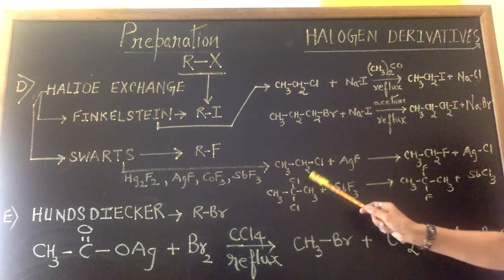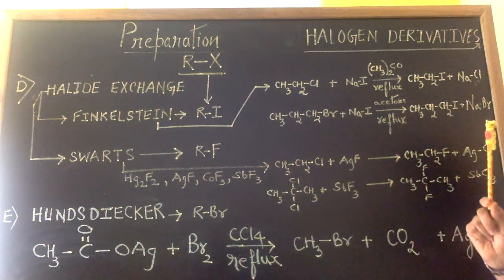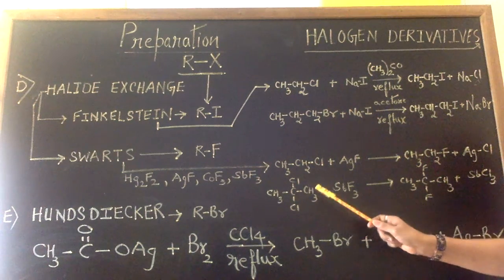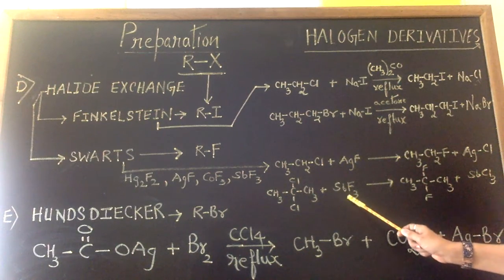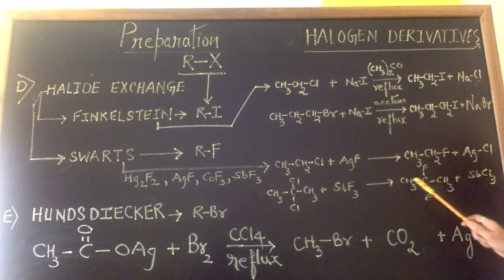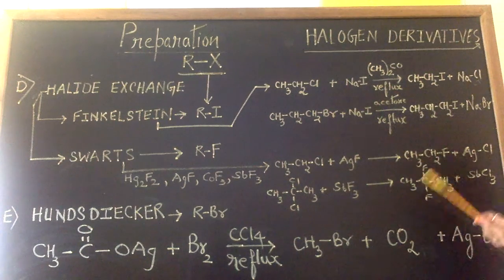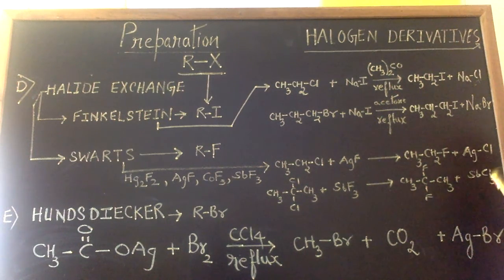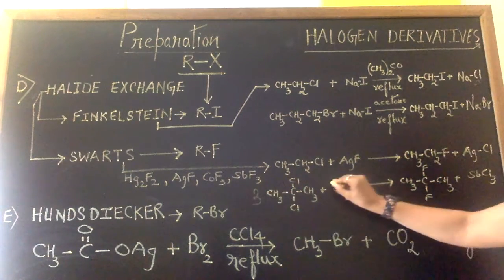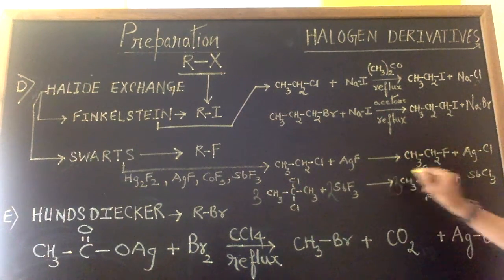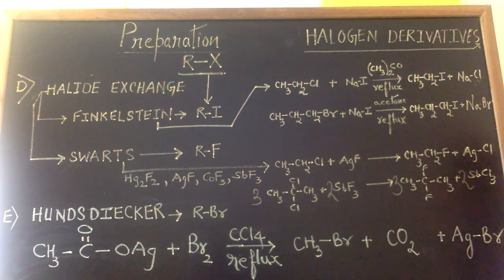It is known as sec-propylene dichloride or 2,2-dichloropropane. When it is treated with antimony trifluoride, we get 2,2-difluoropropane and antimony chloride. We can just balance it, 3, 2, 3, 2. So that completes the halide exchange method with its subdivisions, Finkelstein's reaction and the Swarts reaction.